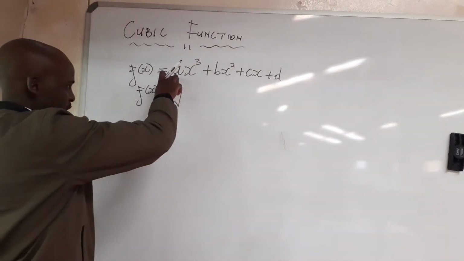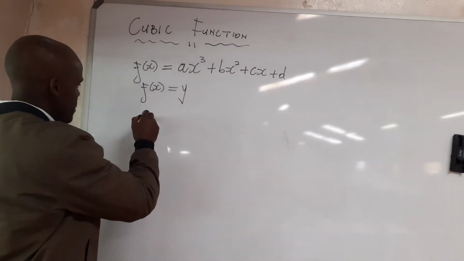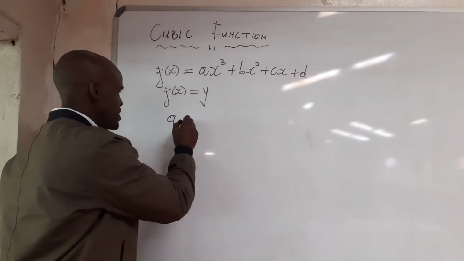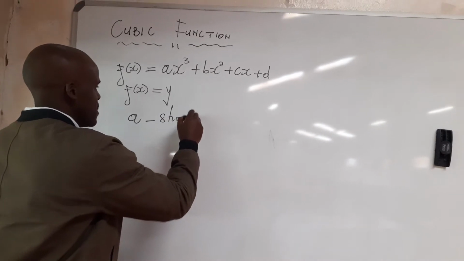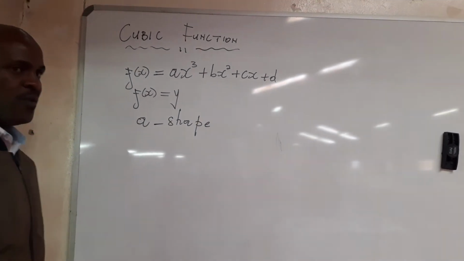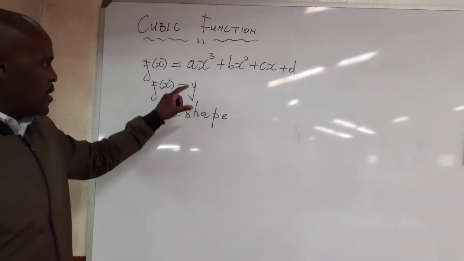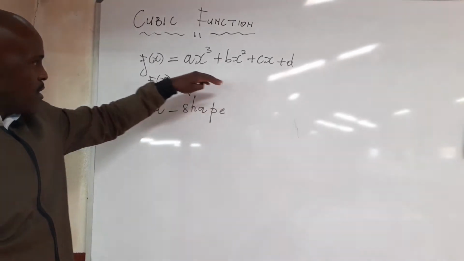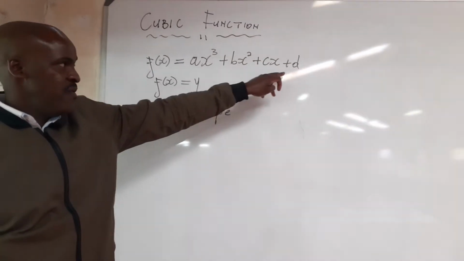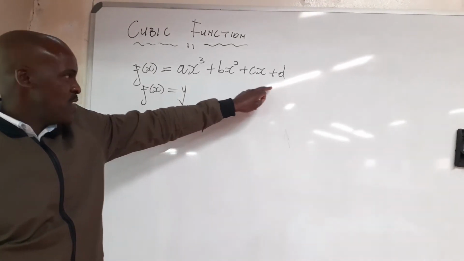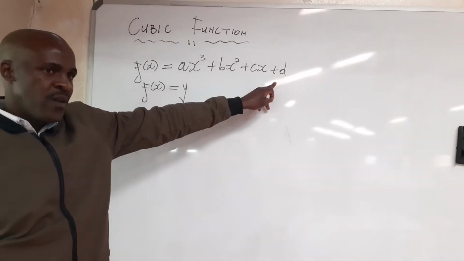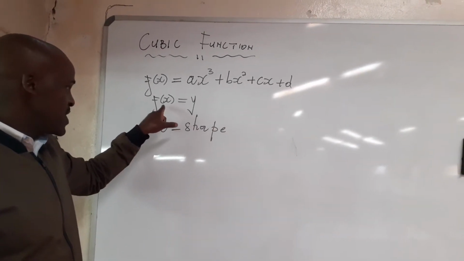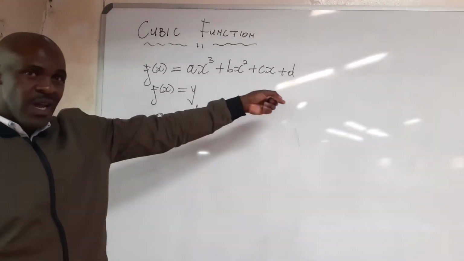And then there is a most important value here, which is a. The value of a determines the shape of the graph. It tells us about the shape of the graph. And then, again, we've got that value of d. When you look here, that's the only value that doesn't have x. If you only have d, that will mean it's where your graph will cut y, because y is equal to d if there is no x.